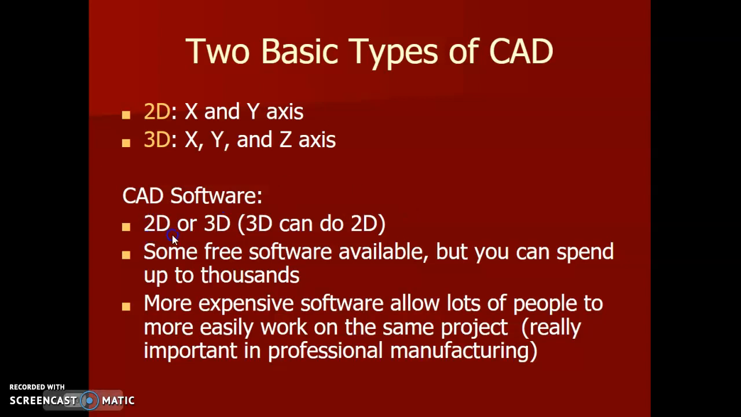So the CAD software is either 2D or 3D. 3D can actually do 2D, so that's kind of an interesting part of it. There's some freeware software available, and that's what I like to use, but you can spend up to thousands of dollars on it. And the more expensive software allows a lot of people to work more easily on the same project. And that's really important when you're dealing with professional manufacturing.